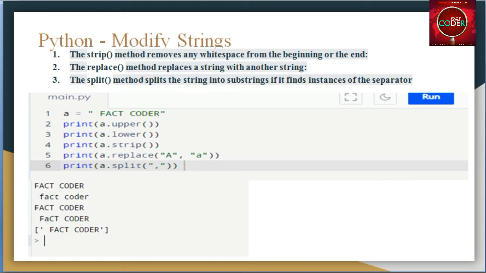Let's see a program for better understanding. Let's consider a variable a equal to fat coder. Suppose you wanted to print the output in uppercase, then we can use a.upper().